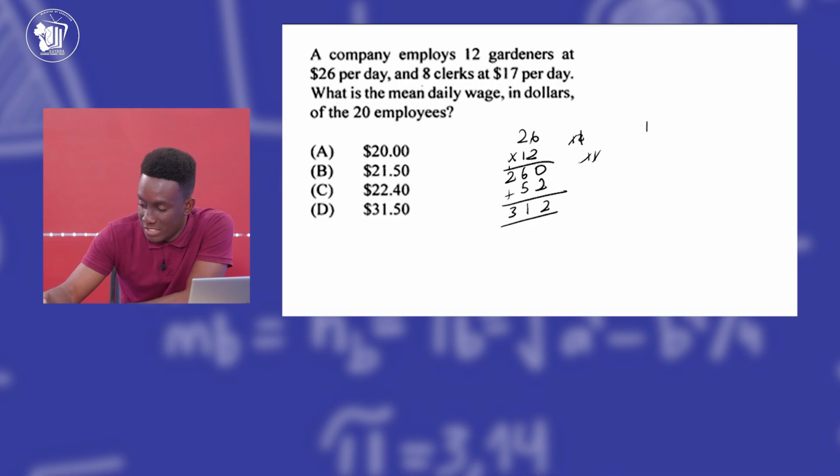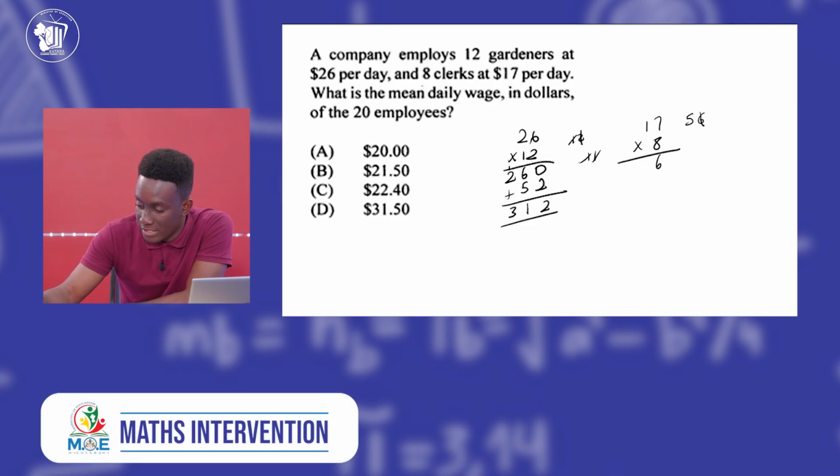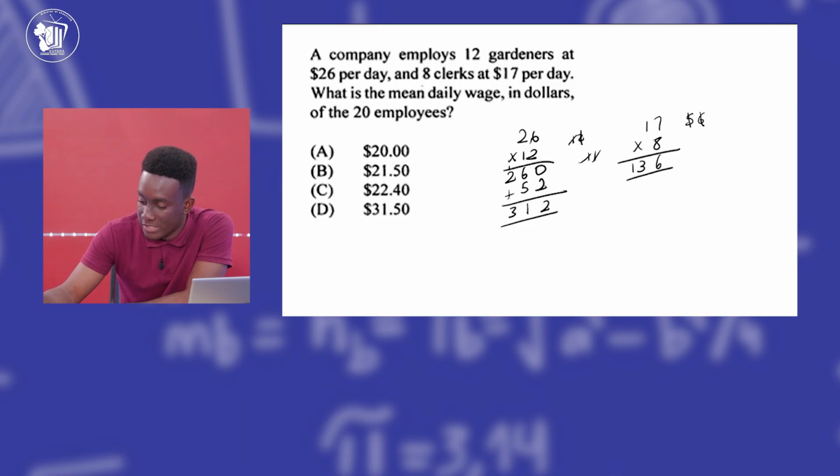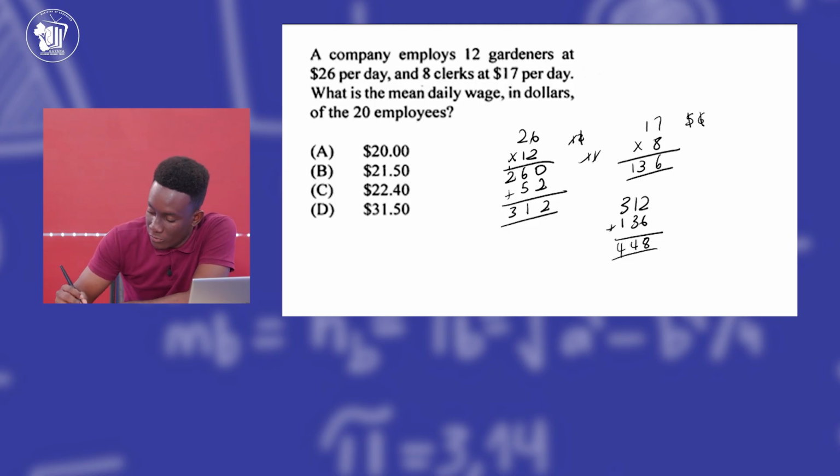for the 8 clerks, would be 17 multiplied by 8, which would be, 8 times 7 would be 56. So we put a 6 in there. 8 times 1 is 8 plus 5 would be 13, so 136. So we see the total money for the 20 employees would be 312 plus 136. So this would be 6 and 2 is 8, 3 and 1 is 4, 3 and 1 is 4. $448. So the mean daily wage, we divide this 448 by 20.